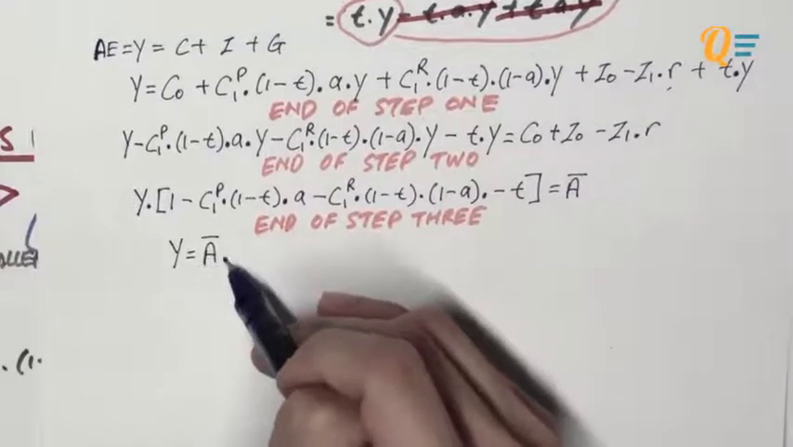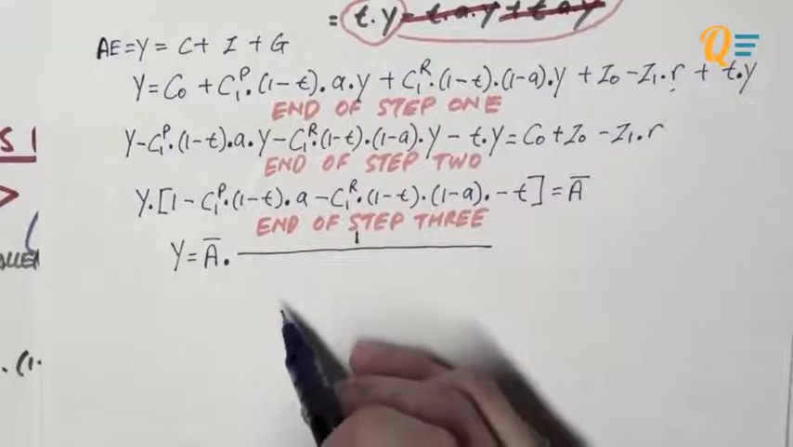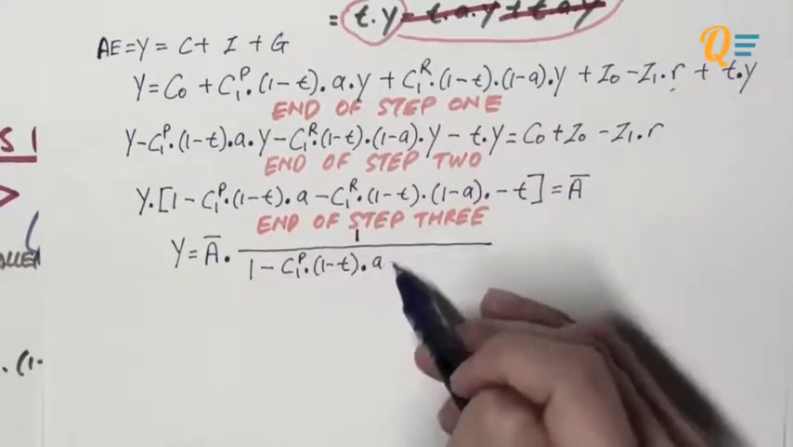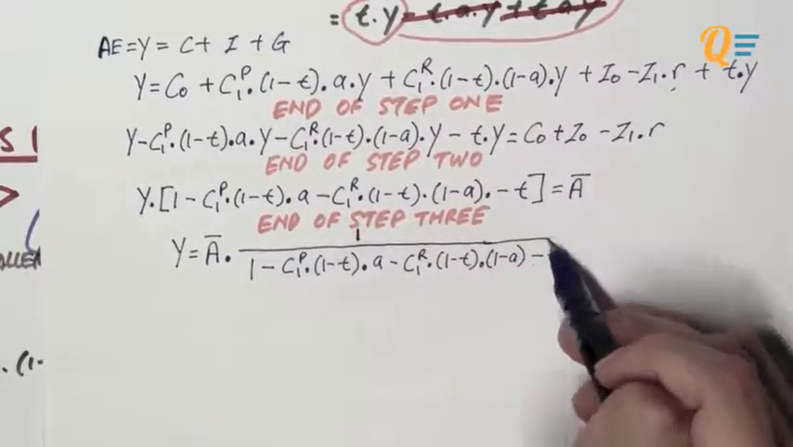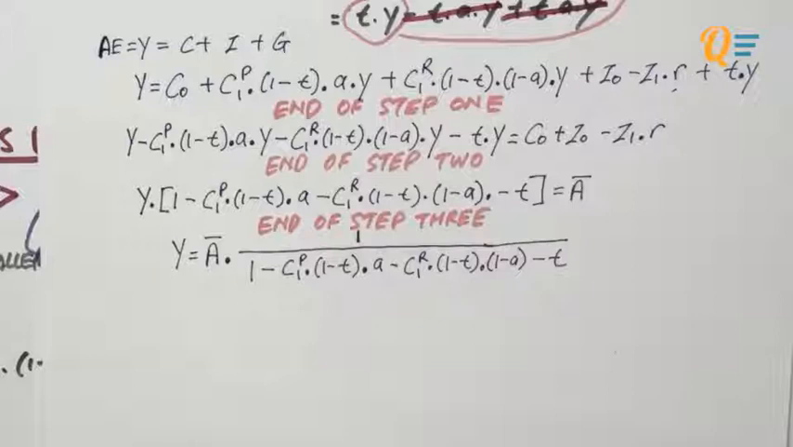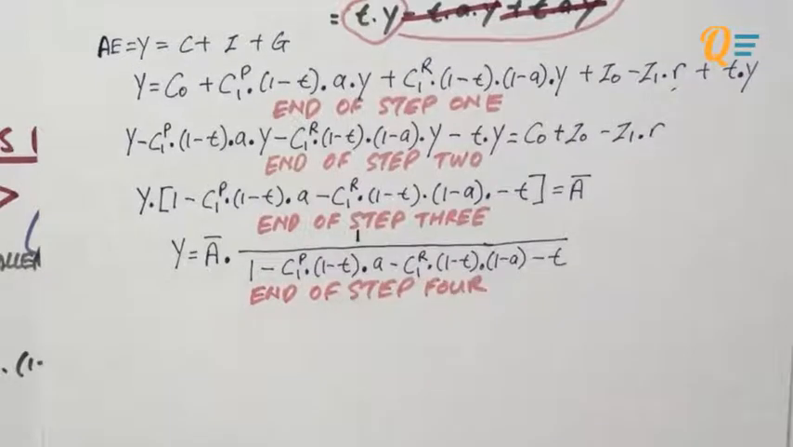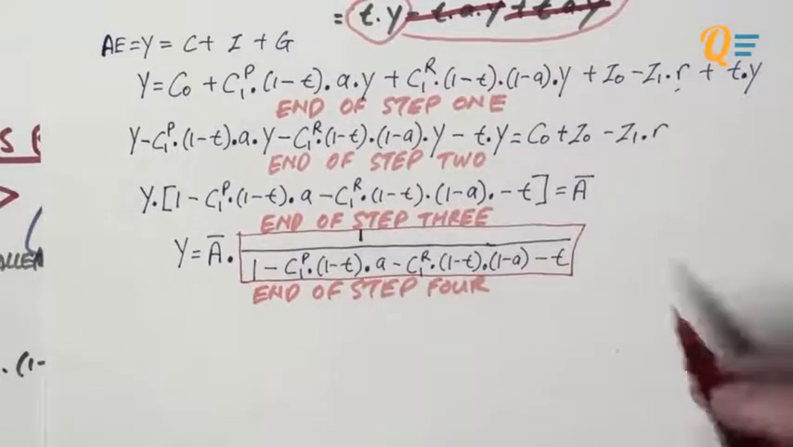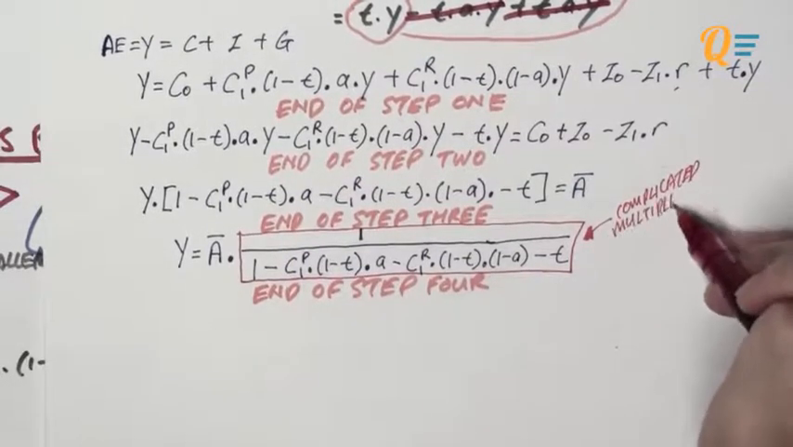So I'm simply going to bring all the bracketed terms to the right hand side of the equation, by dividing both sides by the bracketed terms. Okay, so I'm going to get y equals A bar multiplied by 1 over all the bracketed terms. And this essentially brings me to the end of step 4, and I have successfully defined my multiplier. So this chunk of stuff over here in this red box is my complicated multiplier.